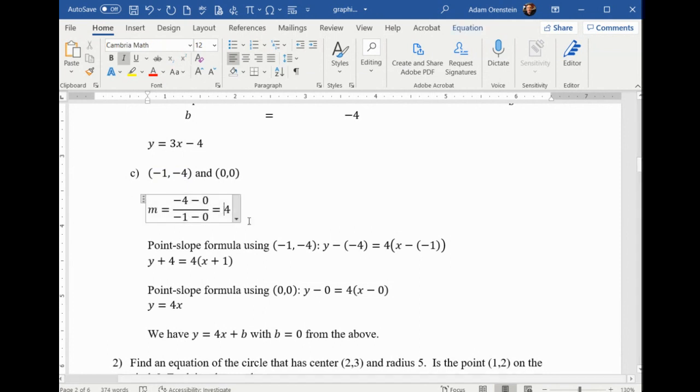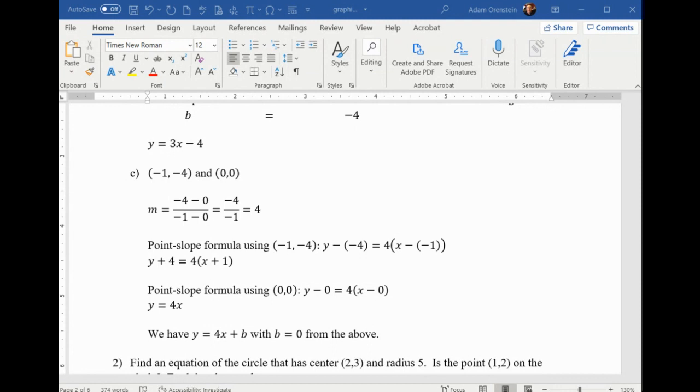But that's the same thing here. You know what? Let me write that. 4 over negative 1. That's equal to 4. So same thing. I mean, what I had was right. I just added that extra step so people understand. All right. So that's what we have here.